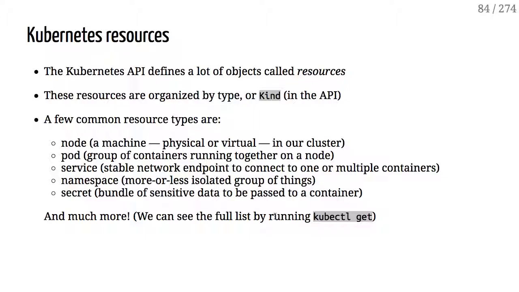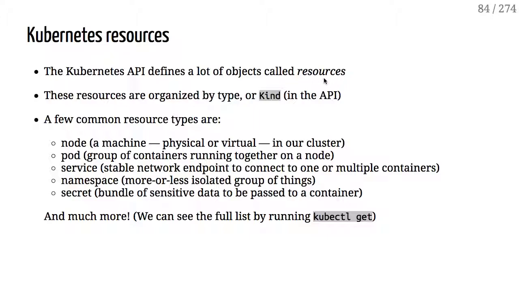Then more Kubernetes concepts. Kubernetes works with resources. As a programmer who learned about object-oriented programming, I like to think a little bit about resources like instances of something, and they have a type or a class. In the API, you will see that resources have a kind. So a few common resources are nodes, so that's the machines. A pod is a group of containers that run together. More of that in a couple of slides.